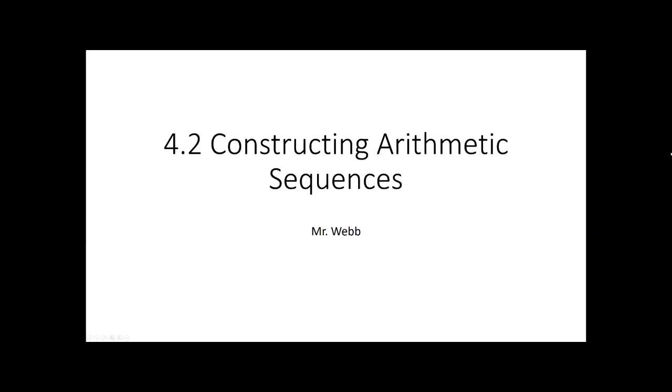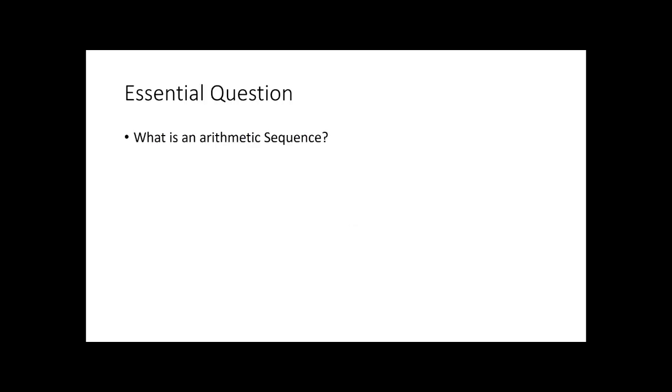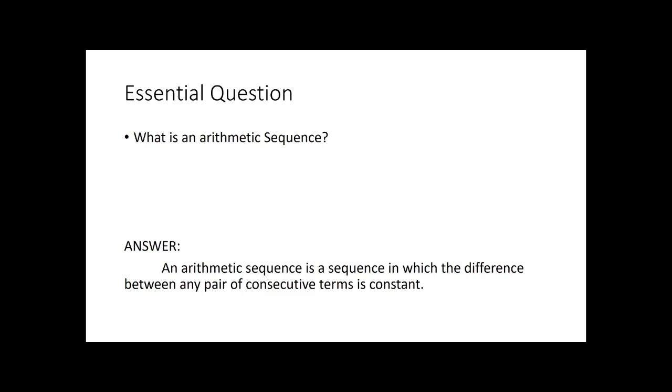Hi guys, this is for Unit 2, Module 4.2, Constructing Arithmetic Sequences. The essential question: what is an arithmetic sequence? A short answer: an arithmetic sequence is a sequence in which the difference between any pair of consecutive terms is constant. And this is also connected with functions, constant rate of change, and things that you've seen in previous years.